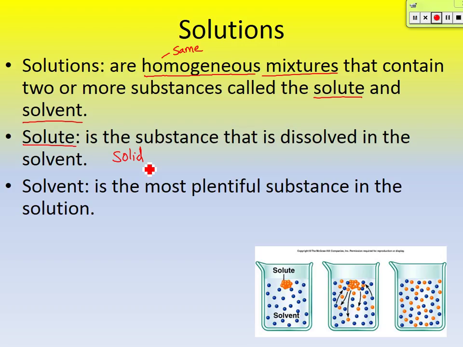Okay, let's contrast that to the other part of the solution, which is the solvent. The solvent is the most plentiful substance in the solution. So it's the most plentiful, or the most numerous thing in the solution. It's called the solvent. Let's put this in the margins. Usually the solvent is water. In fact, water is known as the universal solvent.